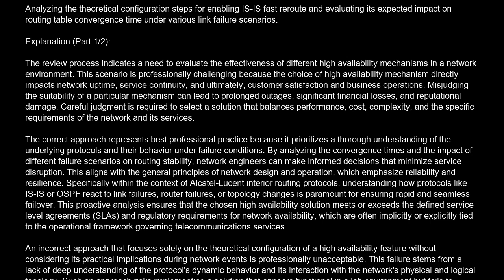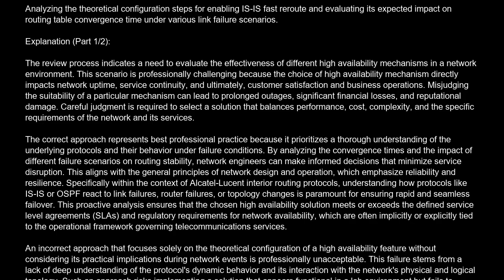Understanding how protocols like ISIS or OSPF react to link failures, router failures, or topology changes is paramount for ensuring rapid and seamless failover. This proactive analysis ensures that the chosen high-availability solution meets or exceeds the defined service level agreements, SLAs, and regulatory requirements for network availability, which are often implicitly or explicitly tied to the operational framework governing telecommunications services. An incorrect approach that focuses solely on the theoretical configuration of a high-availability feature without considering its practical implications during network events is professionally unacceptable.